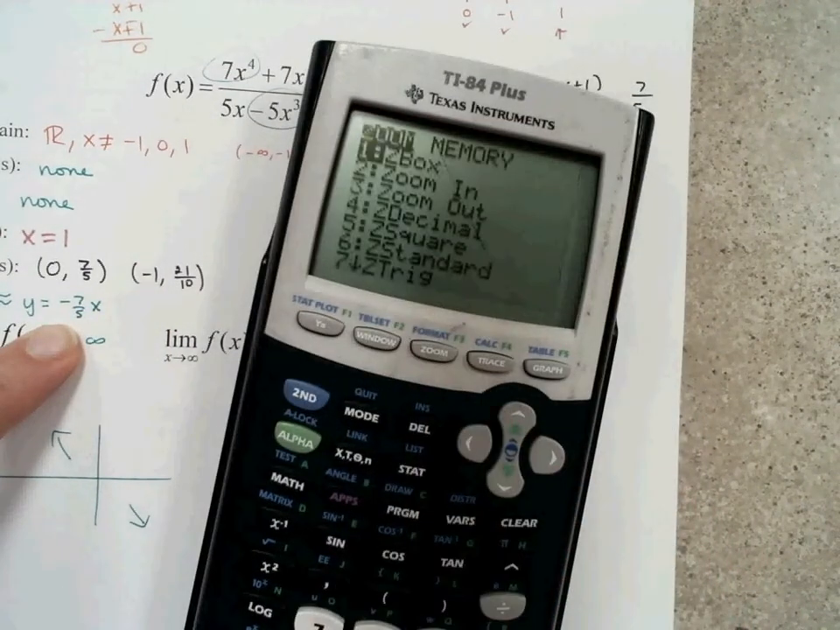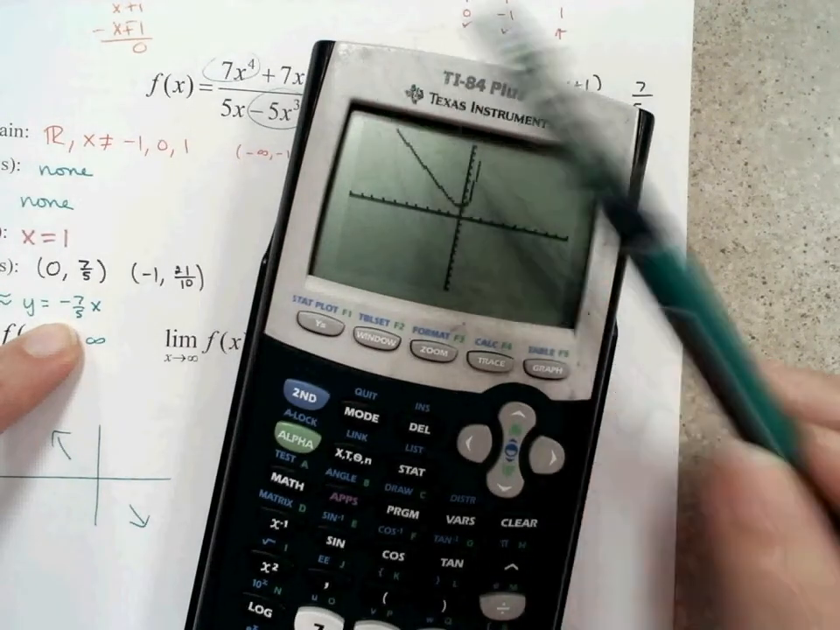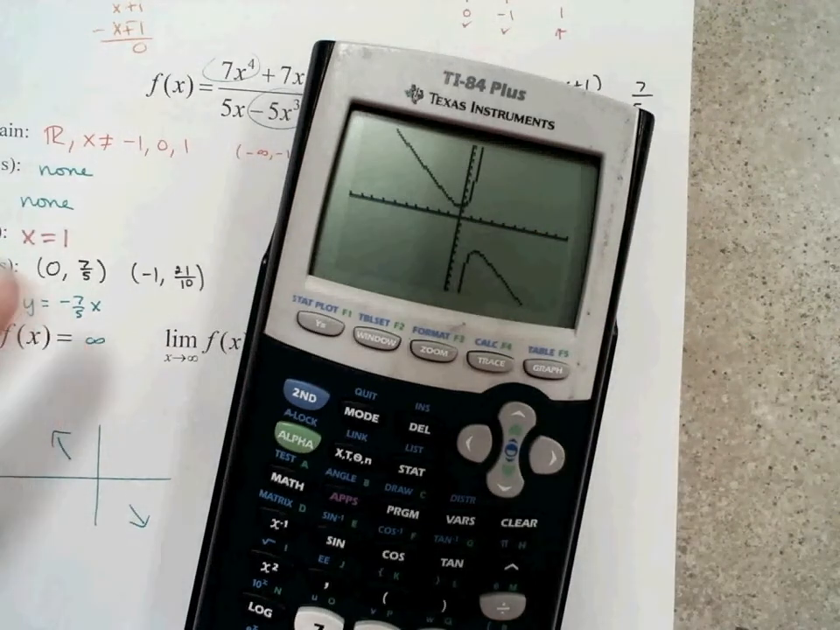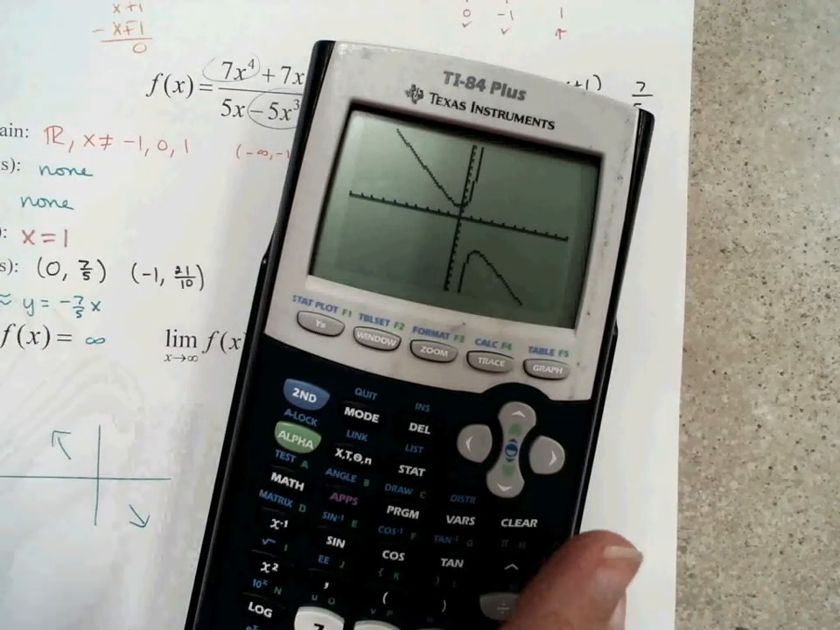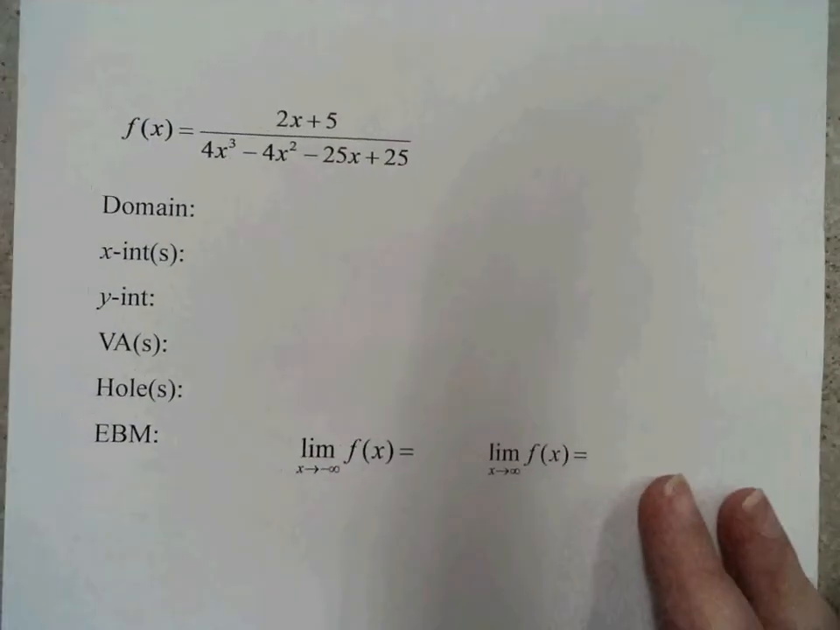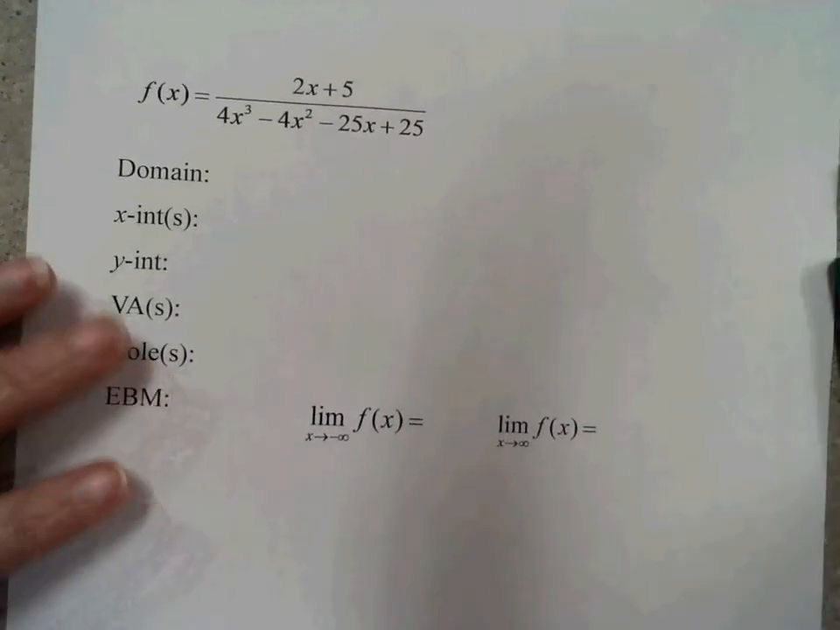And then an end behavior model is that negative linear function, so we can see that it does follow the negative linear function in the ends. Even though it's got some wiggling stuff in the middle, in the end it follows a negative linear with a slope of -7/5. Okay, cool. One more. Pause it for a second and write that down if you'd like.